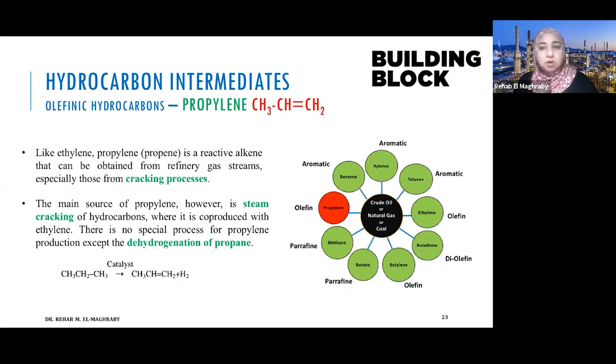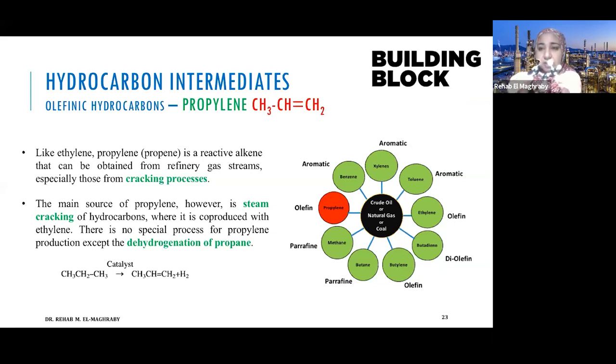Propylene. Propylene, again, you treat it the same way as ethylene, but the need for polypropylene is not as high as for polyethylene. So propylene is produced from the dehydrogenation of propane, which is called steam cracking.